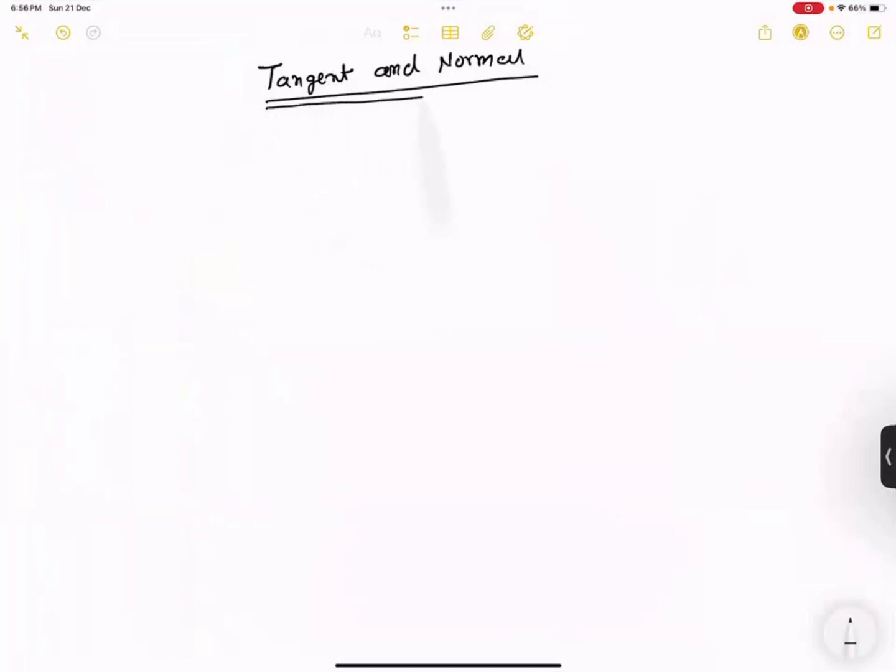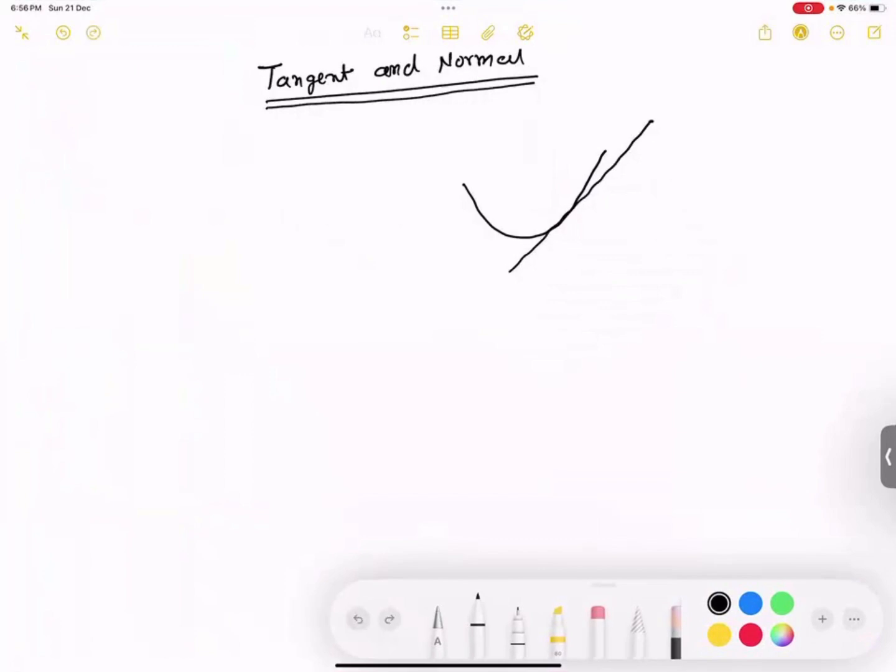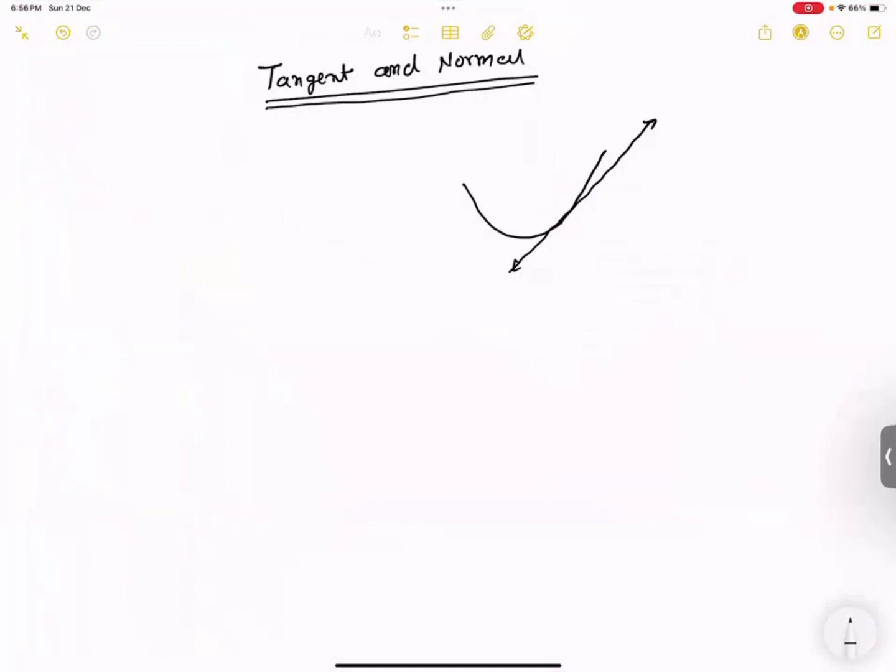Tangent and normal. So tangent is any line which intersects the curve at only one point. For example, this line is intersecting at one point, basically. It's touching. So there can be infinitely many tangents of a curve.